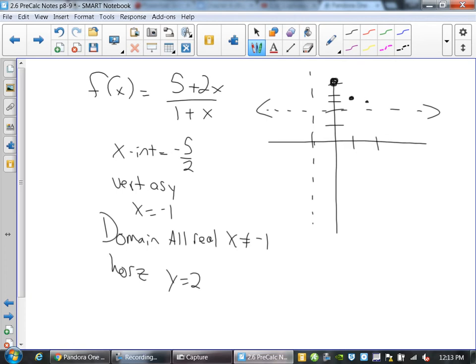So now you get the idea that the curve is doing this on that side. And then we'll check on the other side of the asymptote. On the other side, we'll try negative 2. When you use negative 2, you get 5 plus negative 4, so positive 1, over negative 1. So you get negative 1.